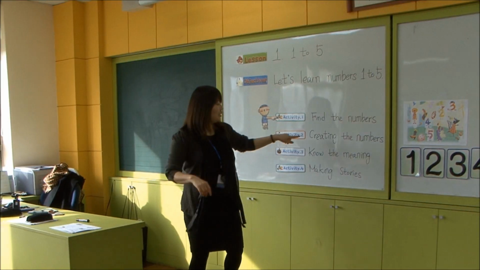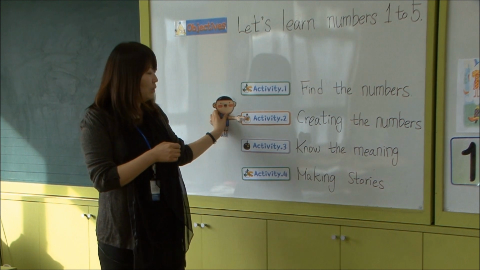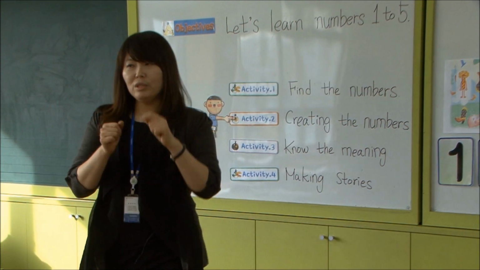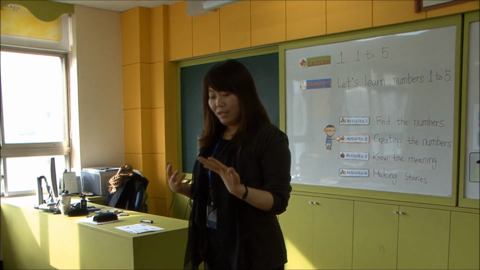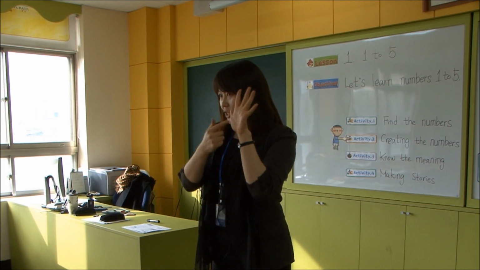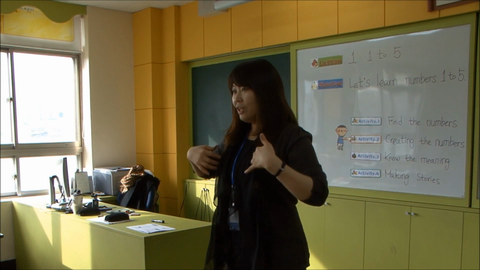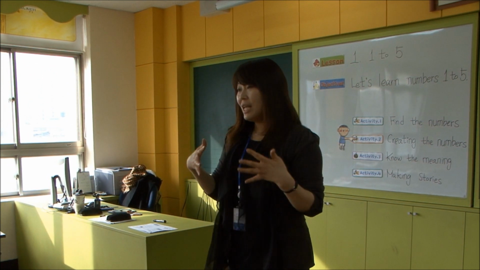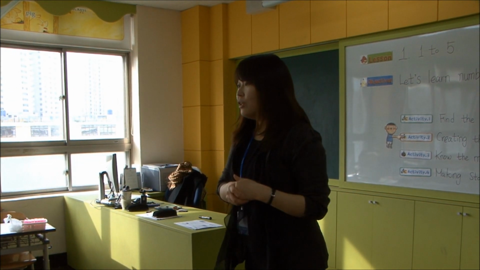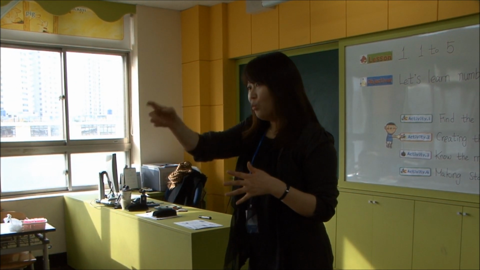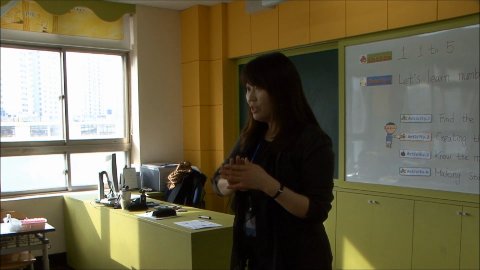That's good. Activity, creating the numbers with our bodies. Then we will make the numbers with our bodies, okay? First, we will make with fingers. And next, we will make with your bodies. And third, we will make the numbers with your partner. Then we will make a number with your group, with four students, okay?